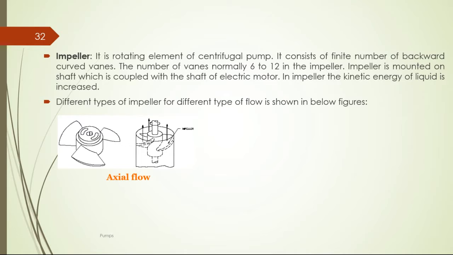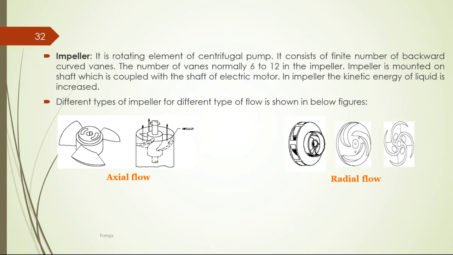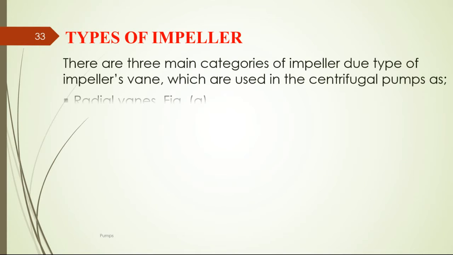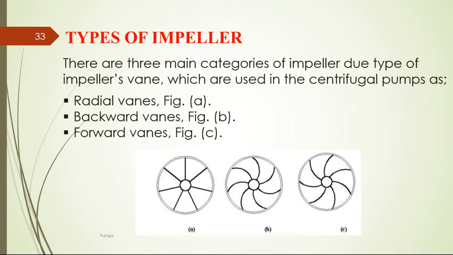First one is axial flow, second one is radial flow, and third one is mixed flow. Then types of impeller. Basically there are three main categories of impeller which are used in centrifugal pumps. First one is radial vane, which is shown in figure A. Second one is backward vane, which is shown in figure B. And third one is forward vane, which is shown in figure C.